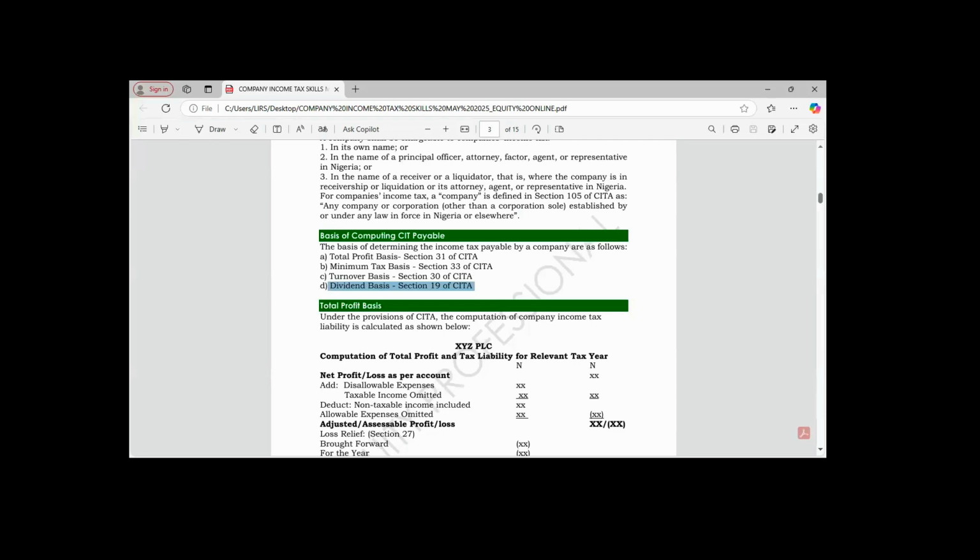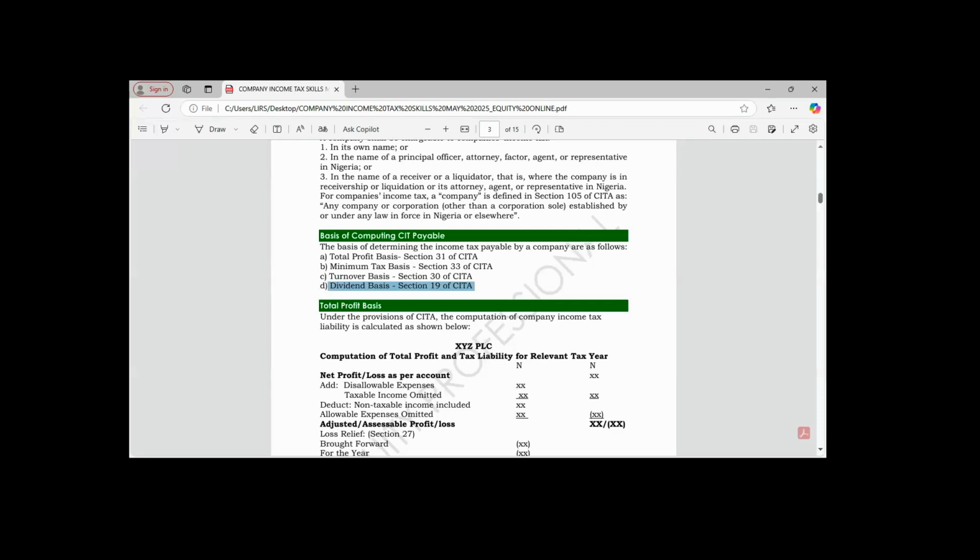And in order to analyze it, you can use either the net profit approach or the turnover approach. Under the total profit basis, we have two approaches. We have the net profit approach. We also have the turnover approach. When you say the net profit approach, what that means is that you are going to be given information about the net profit.